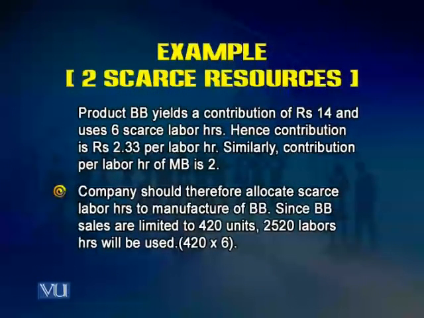The company should therefore allocate scarce labor hours to the manufacture of BB. Since BB sales are limited to 420 units, 2,520 labor hours will be used. This is 420 multiplied by 6. Seeing that the contribution per labor hour for BB is higher than that of MB, we should first produce BB to the extent of its maximum production. We are told that we can produce as much as 420 units of BB.